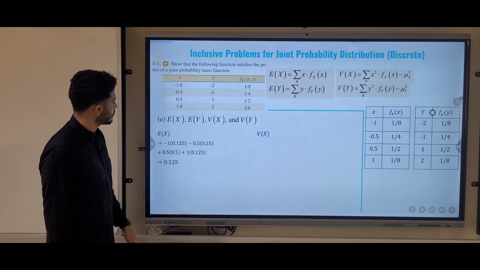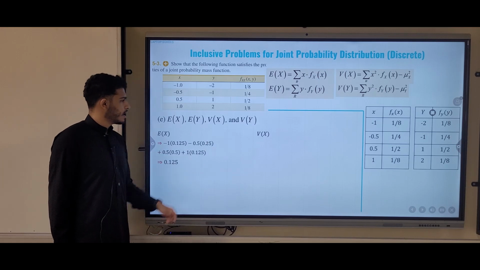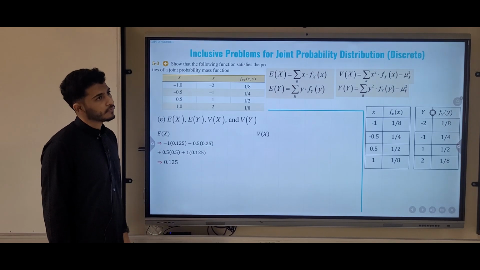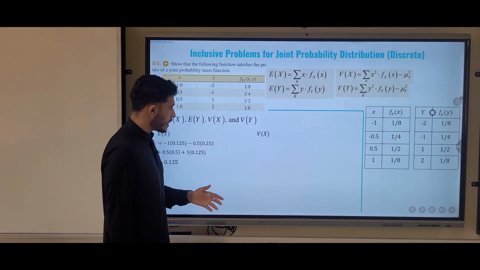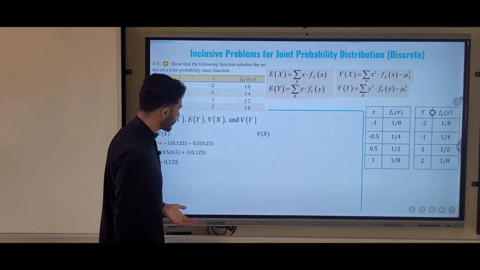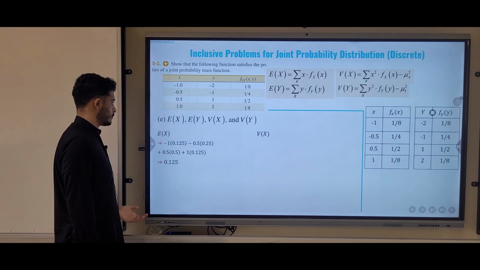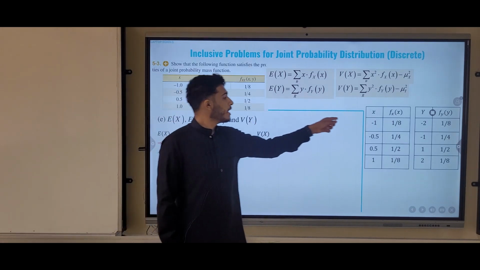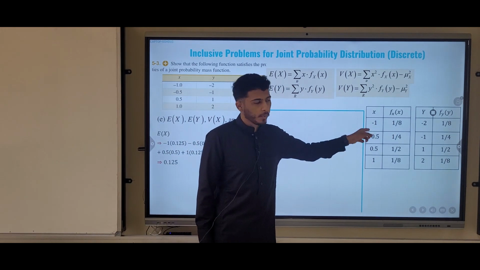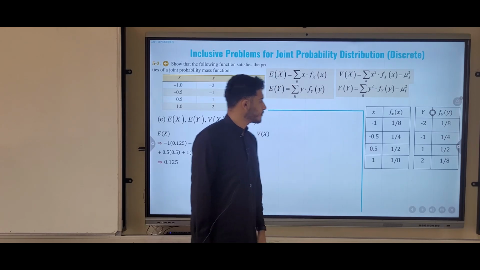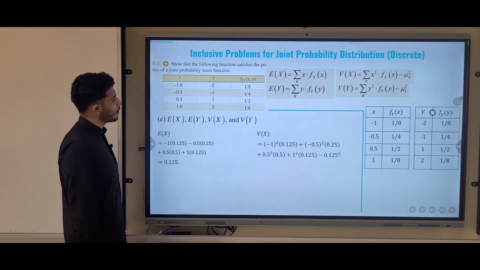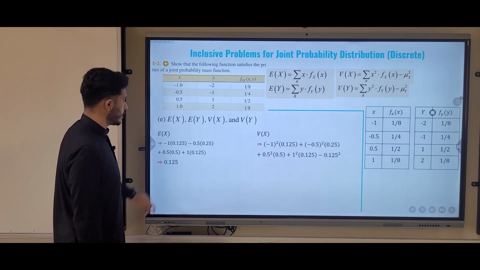Same thing goes for the expected value of y, but now we're going to solve for the variance of x. And we're going to have a similar procedure. So we're going to square the outcome first. So this minus 1 is going to be 1. Then we're going to multiply it by the marginal probability of that outcome. Same thing for the 0.5, same thing for the other 0.5 and for the 1.